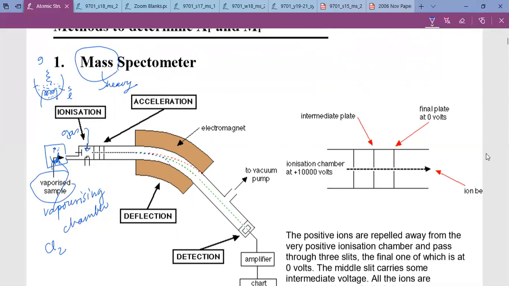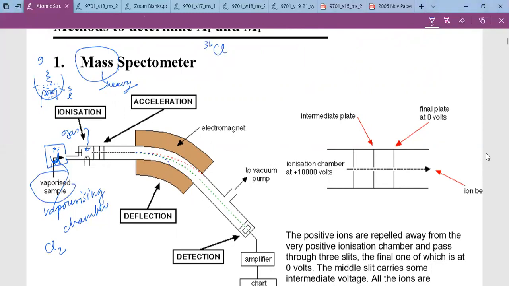So as chlorine moves into here, this is called the ionization chamber. That means they change to ions. Now hold on first. Now remember, I've got chlorine. You should know, in Form 5, chlorine has 2 isotopes. You'd better know.